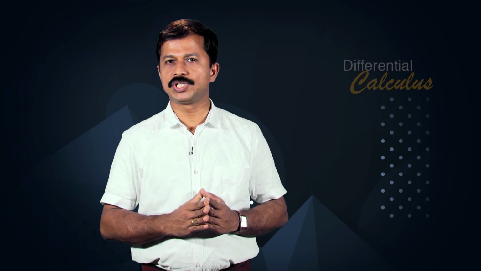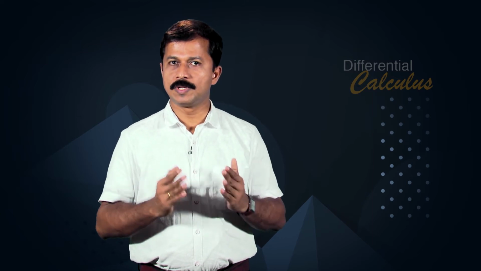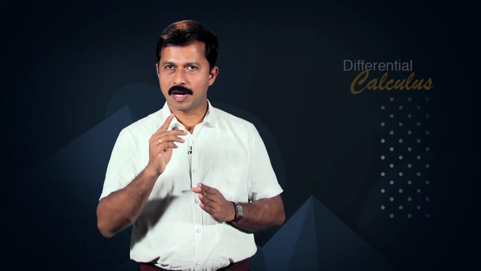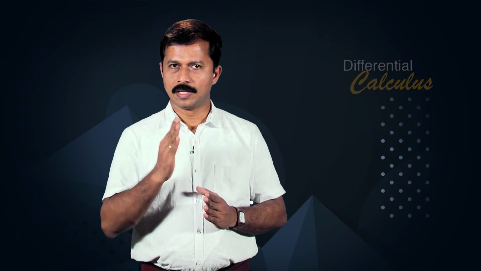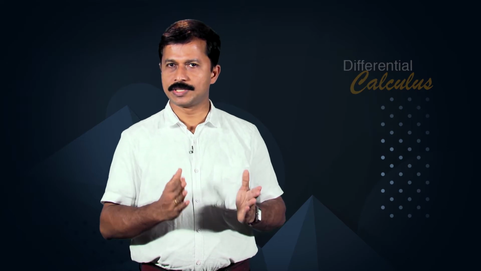Let the position of the fixed point at an instant be with the polar coordinates (r, theta). Here r depends on theta by the equation r of theta is equal to 2a times (1 minus cos theta). The derivation of this equation is not done in this session. This is not the only cardioid.